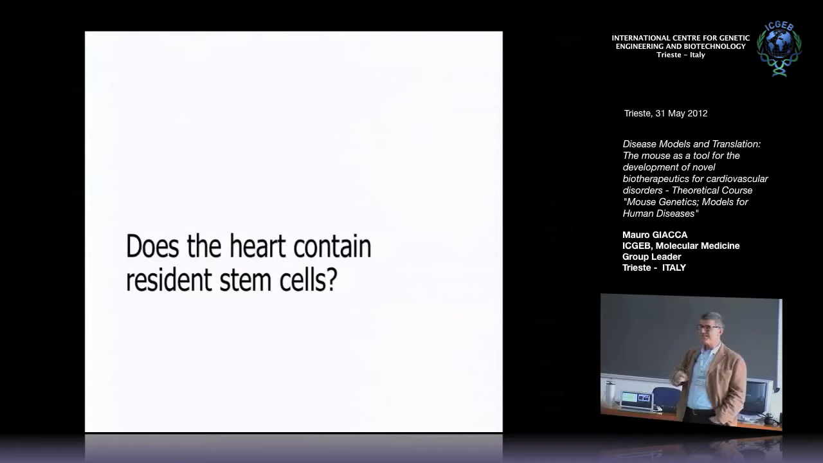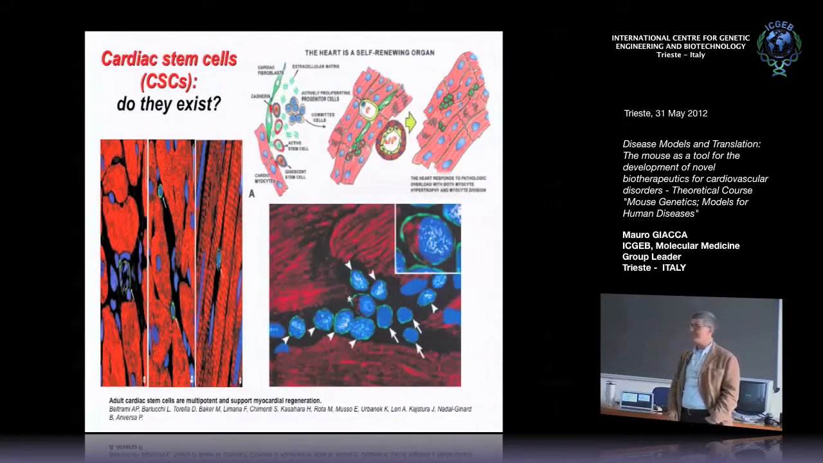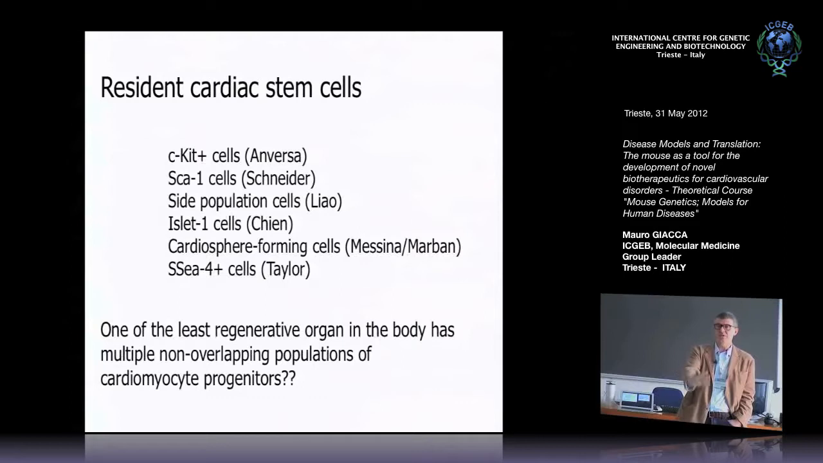The question is, does the heart itself contain some cells that might promote regeneration? And here, again, there are laboratories that believe that the heart might contain cells for regeneration of the heart itself. However, if you look at the reports in the literature, there are at least 6 different laboratories that claim that the heart itself contains stem cells, but also claim that they have different markers. So it's very difficult to reconcile this. Is it possible that an organ that has one of the lowest regenerative capacities, together with the brain, also contains 6 different types of stem cells?